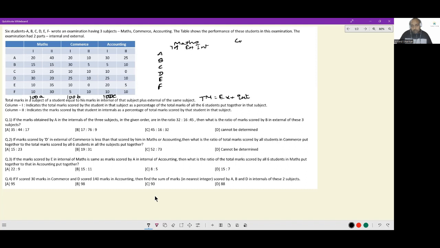Then for commerce, total, external, and then internal. And also for accounting, total, external, then internal. Let me make columns so that it remains appropriately represented.